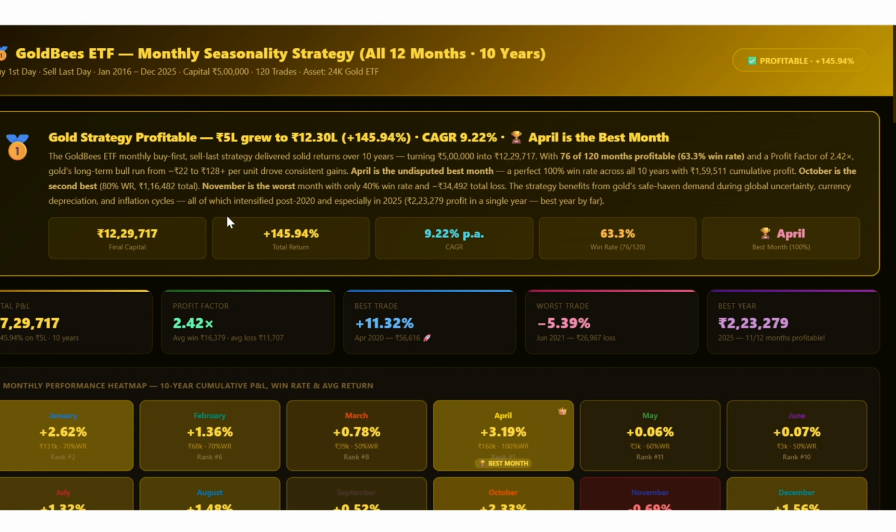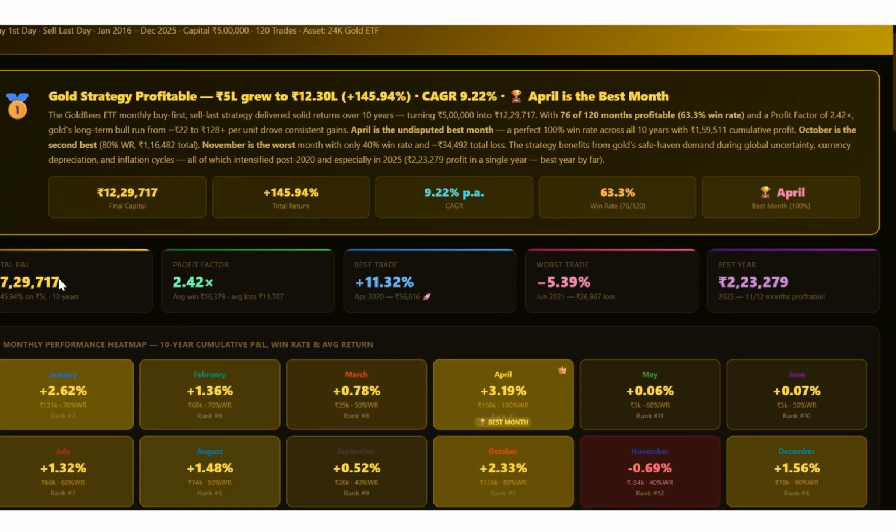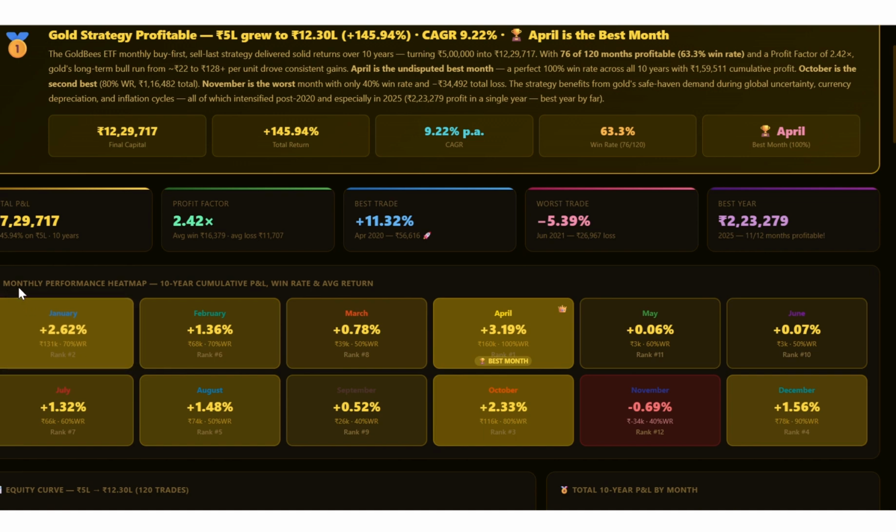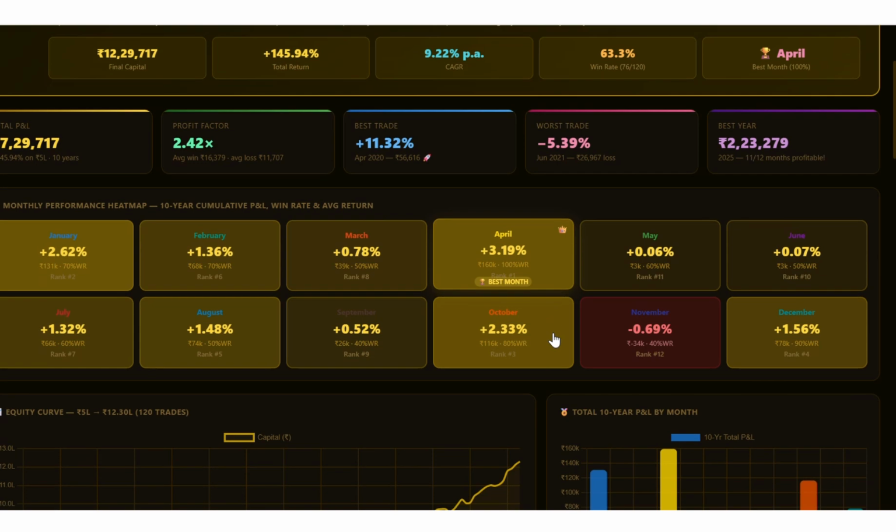Let me show you straight away how the dashboard looks. As I open it, we can see this GoldBees ETF monthly seasonality strategy, all 12 months, 10 years, the trade is profitable. The total profit is close to 7.29 lakhs. And the monthly heat map is very important if any person wants to analyze how much January has given on an average basis, February, March, and so on till December. It gives a crown kind of thing, reflecting that April never lost and is the best month. So 3.19% is the average return.